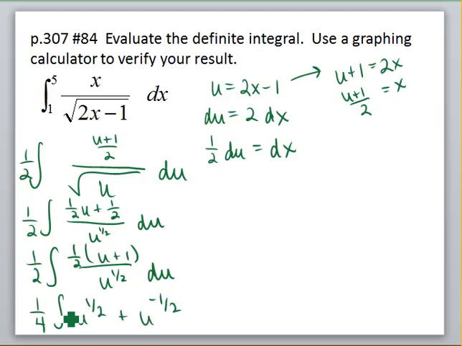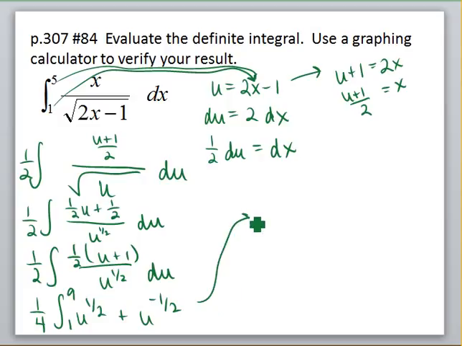Now I need to also figure out my new bounds. I've left those off. So I'm going to come back up here, plug in my 1. So I have 2 minus 1, which is 1, and then plug in my 5, which will give me 5 times 2 is 10, minus 1 is 9. So I have my new bounds of 1 to 9, excuse me. That should be 9 because it's 10 minus 1.